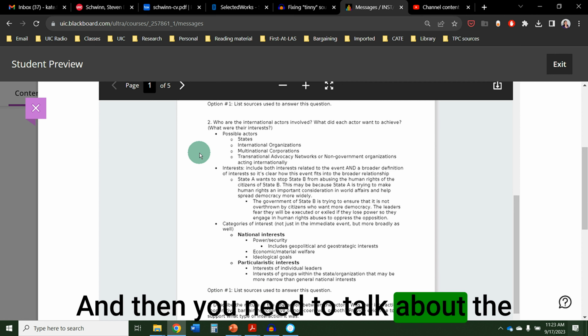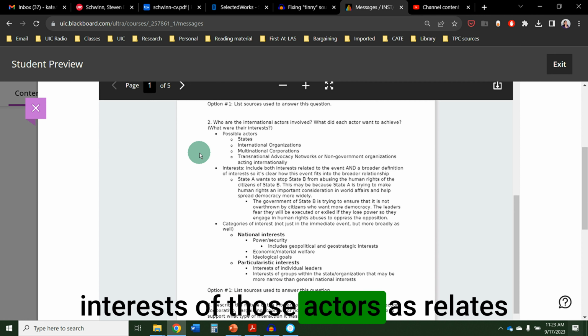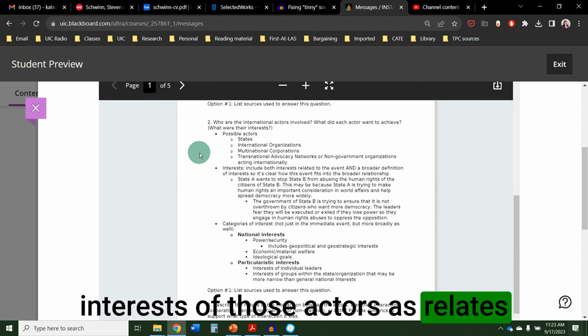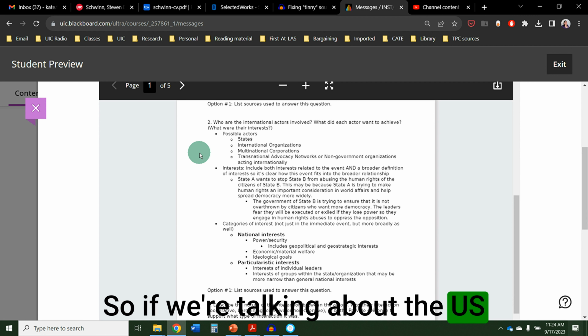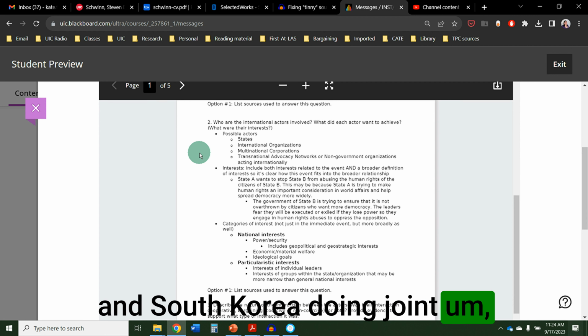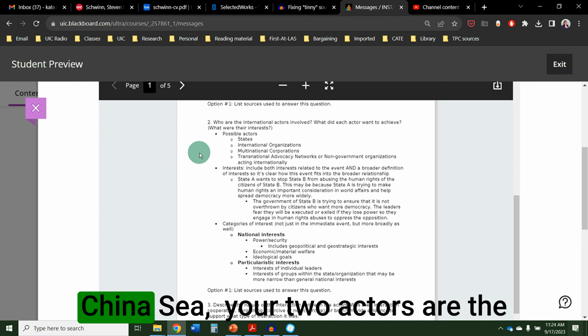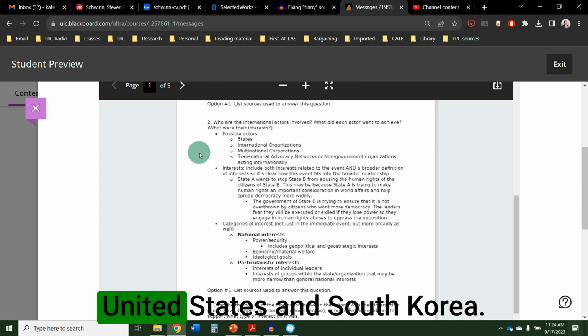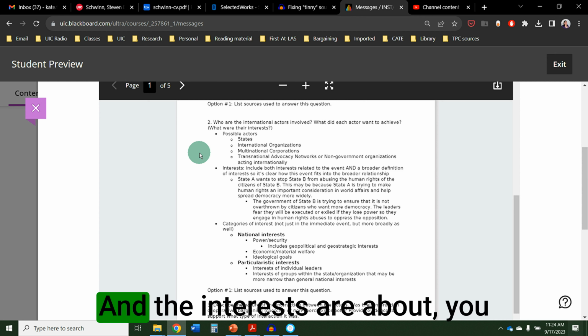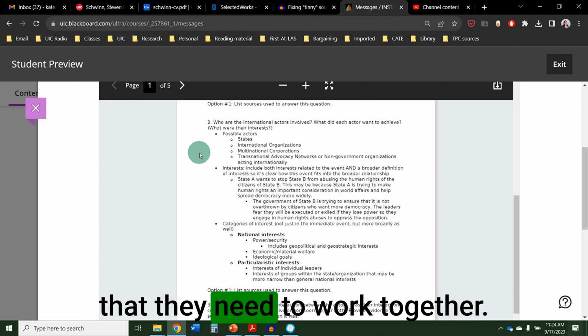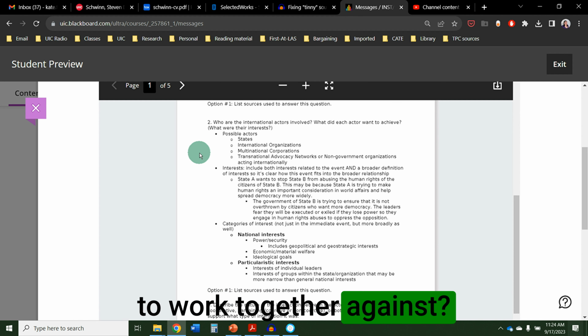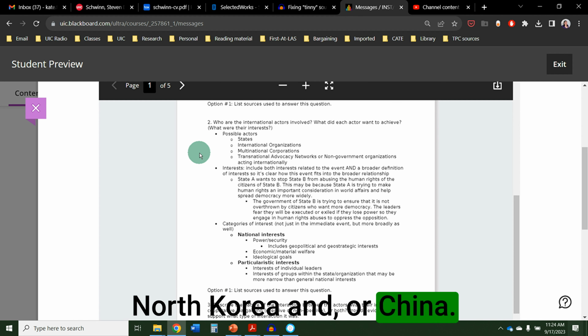And then you need to talk about the interests of those actors as relates to the event that you have chosen. So if we're talking about the US and South Korea doing joint military exercises in the East China Sea, your two actors are the United States and South Korea. And the interests are about why they're doing this. They're doing it to make sure that they can work together in the case that they need to work together. Well, who might they need to work together against? North Korea and or China.